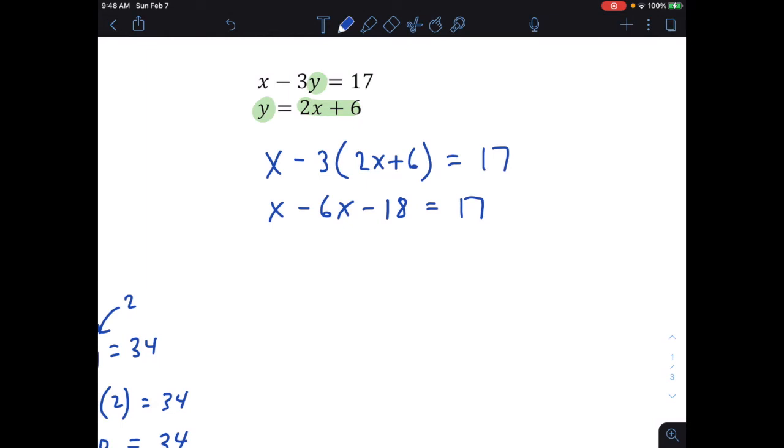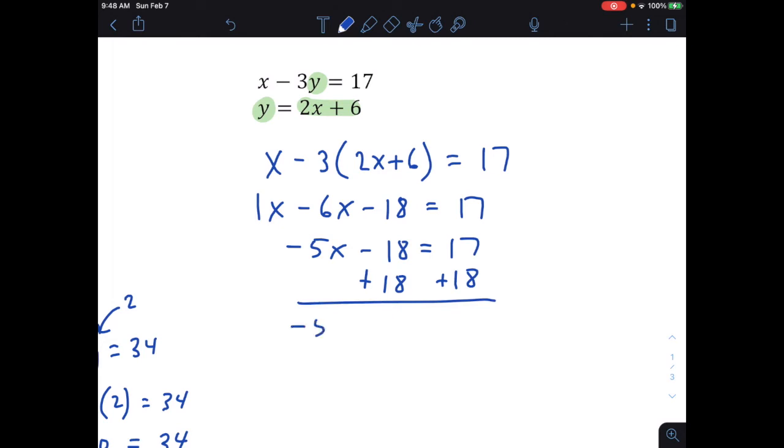And then I have to combine those first two terms. So remember, that's a 1x. So 1x minus 6x is negative 5x minus 18 equals 17. And then I'll add 18 to both sides. So we end up with negative 5x. The 18's cancel, equals 35. And then I divide by negative 5 to get x equals negative 7.